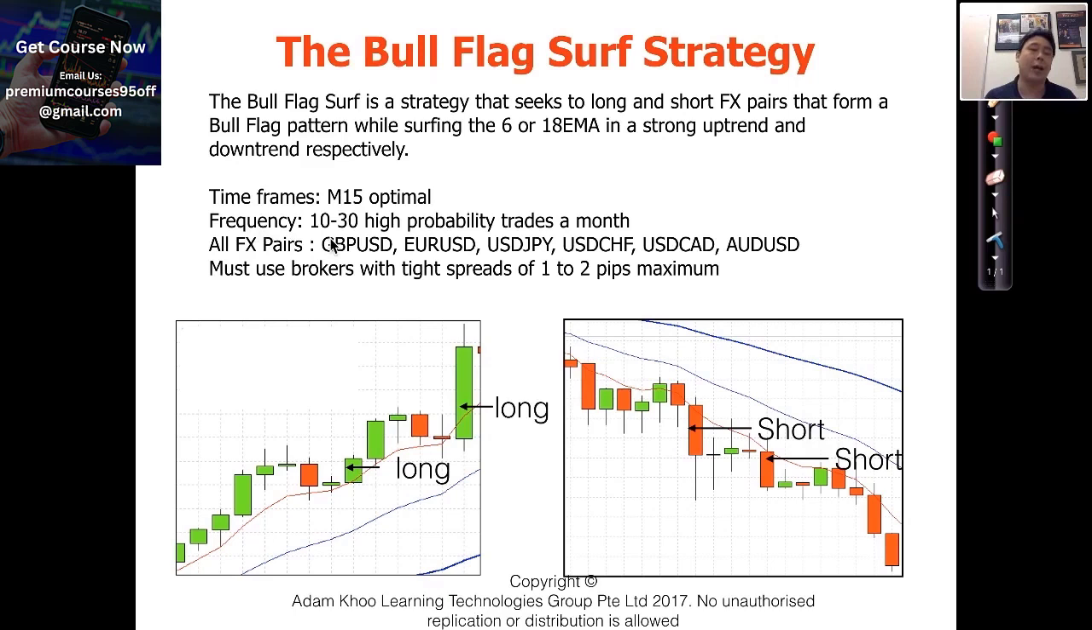So I'll say that on average, you're going to have about 10 to 30 high probability trades a month of this strategy. Okay. Now this works on all Forex pairs, but again, I trade the 8 major pairs and their crosses. So things like your pound USD, Euro USD, dollar franc, dollar yen, dollar CAD, Aussie dollar, pound franc, pound yen, all the different combinations, right? And again, very importantly, we want to use brokers with tight spreads between the bid and ask spread of maximum 1 to 2 spreads.